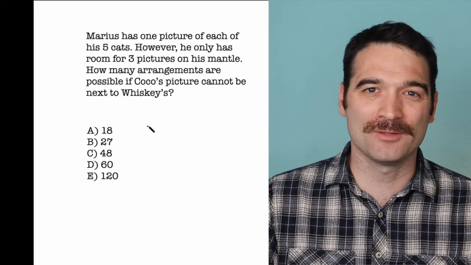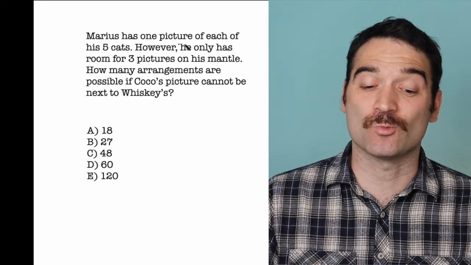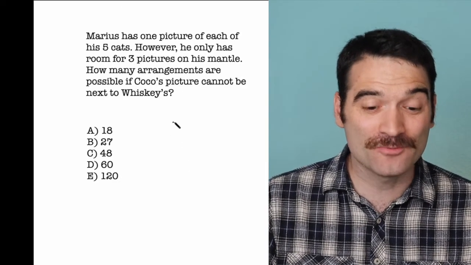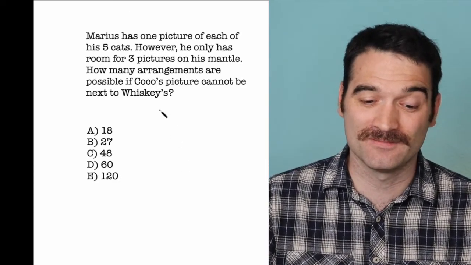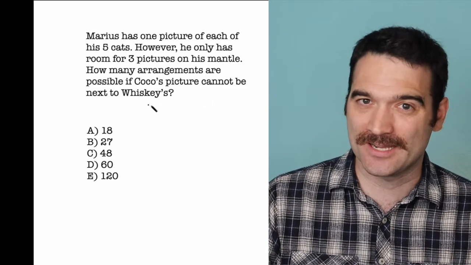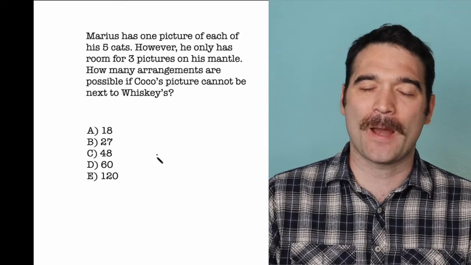Here's a good GRE word problem. Let's take a look. Marius has one picture of each of his 5 cats. However, he only has room for 3 pictures on his mantle. How many arrangements are possible if Coco's picture cannot be next to Whiskey's? These are 2 of his cats, right?